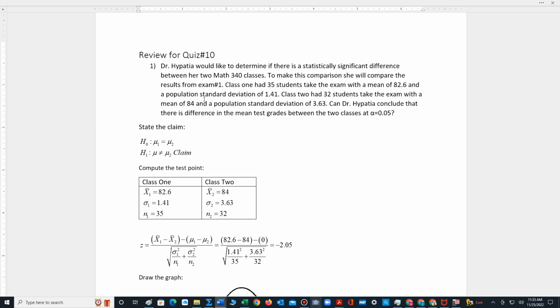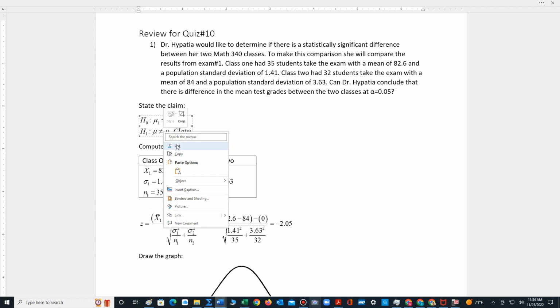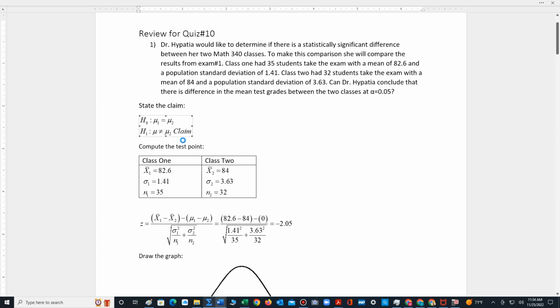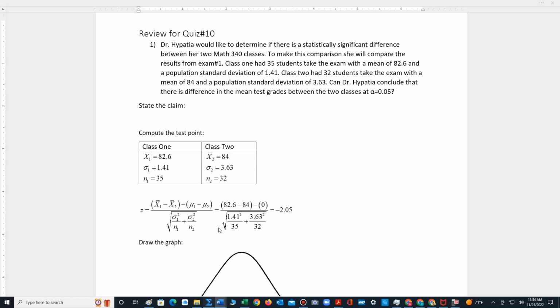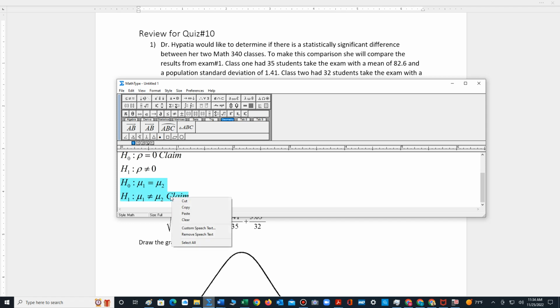Can Dr. Hypatia conclude that there is a difference in the mean test grades between the two classes at alpha equal to 0.05? So for this problem, we're testing the difference between two means. And let me just go ahead and correct this because we need to make sure we have the proper subscripts in place. And we need to have subscript 1 here. There we go. So let's go back.